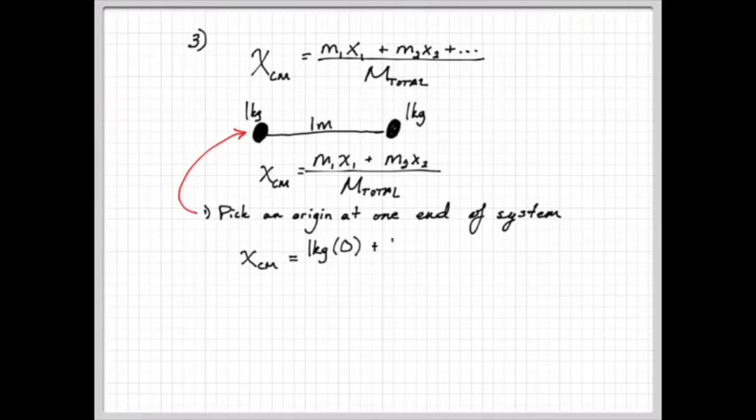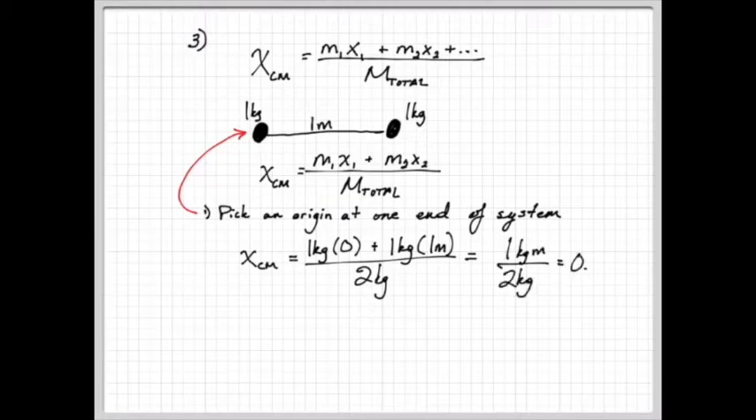Okay, so 1 kilogram located at the point 0, and then another 1 kilogram located at 1 meter. And there's a total of 2 kilograms in the system. So on top we get 1 kilogram meter divided by 2 kilograms, which gives us 0.5 meters, which is what we already conceptually knew, but this is how it's mathematically verified.